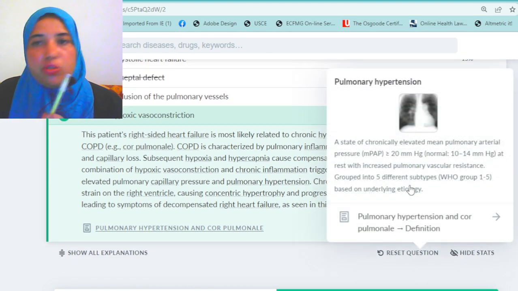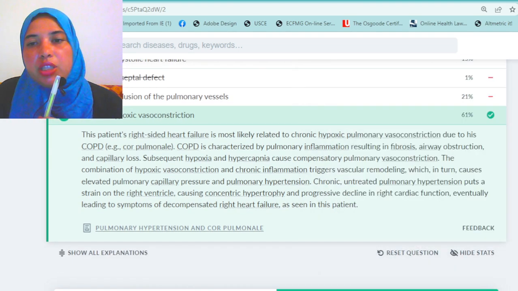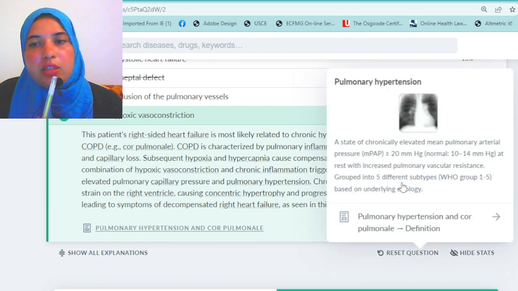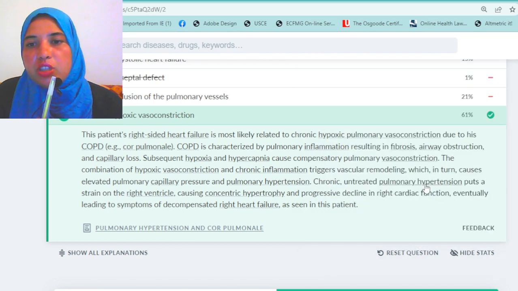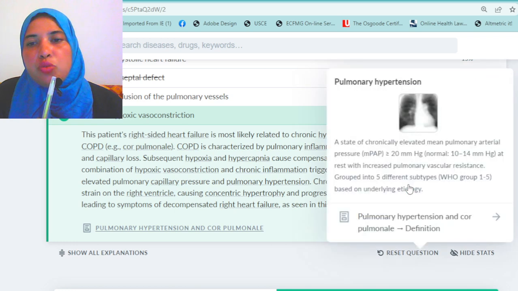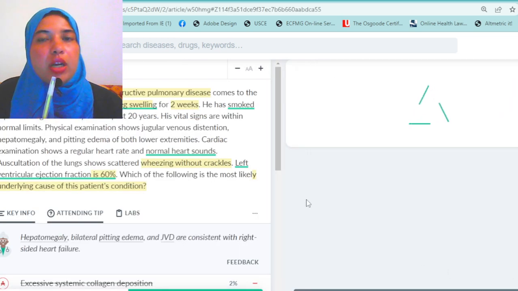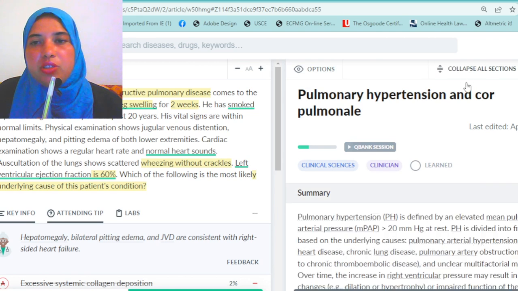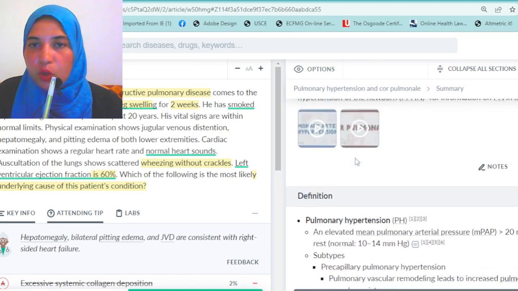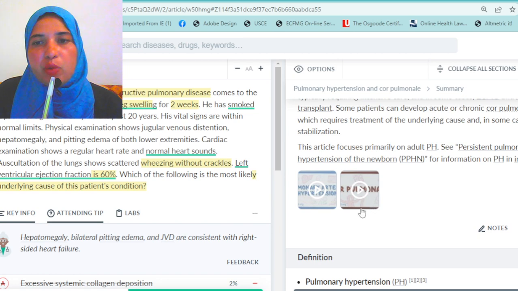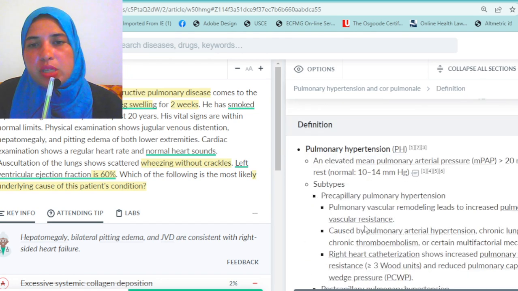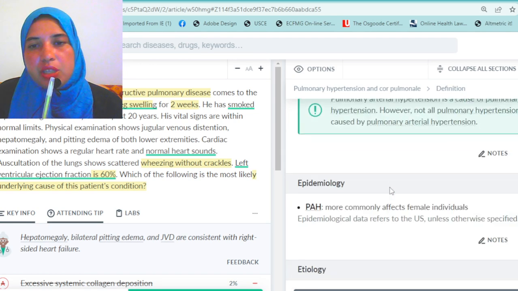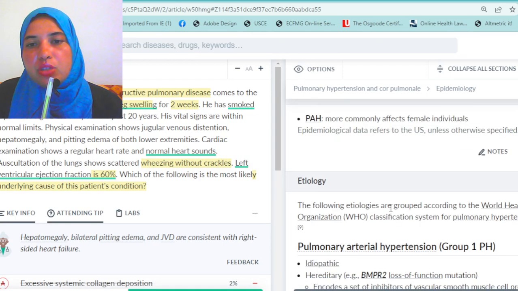Again, if you wanted to do a refresher on pulmonary hypertension, you can hover over it and just see a couple sentences on it, or you can just select it and it will take you to that section and you can read it over there. Okay? Again, let's expand all sections just to see what that looks like. It will also link you to a couple of videos if you want to watch them on, I think that's Osmosis. You can see the definitions, everything here, all the important things you need to know.